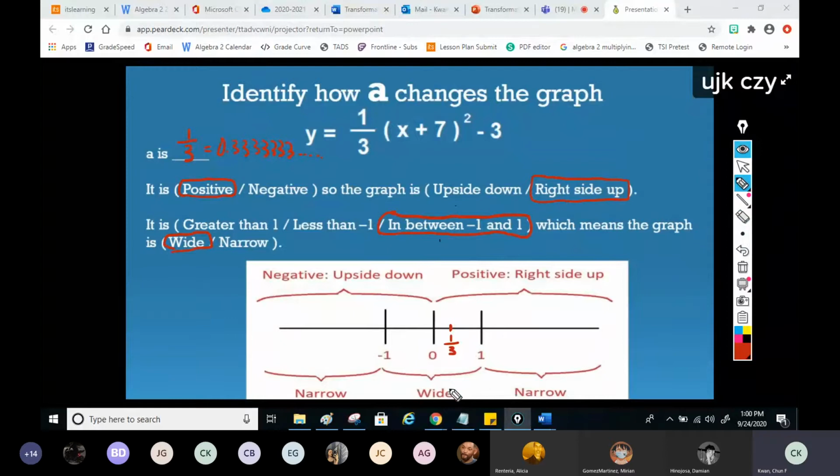So look at this number line again. Anything in between -1 and +1, we are going to consider as wide. So when you graph it, the graph is going to look really fat like this. It's going to be really wide because it is in between -1 and +1. And the closer it is to 0, the wider the graph is going to be.